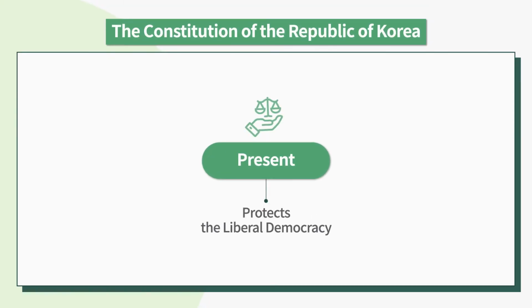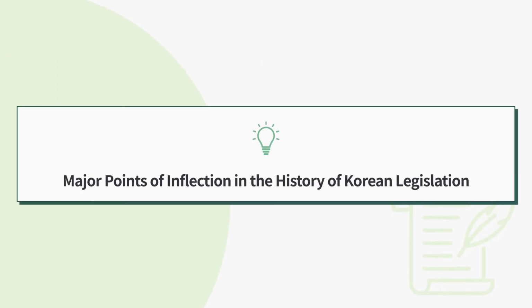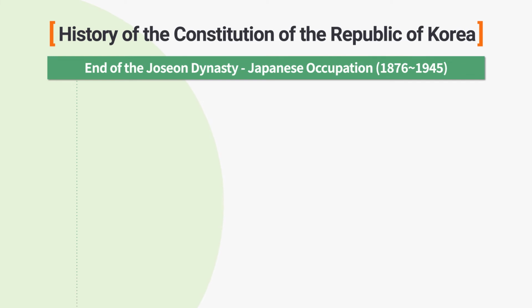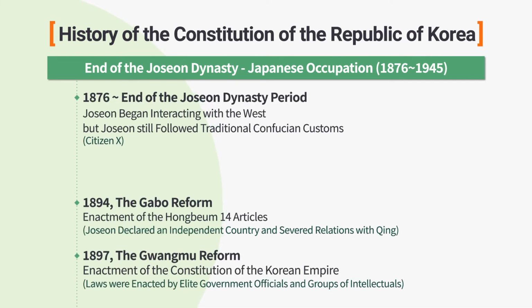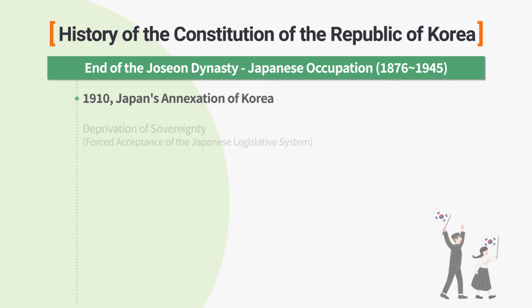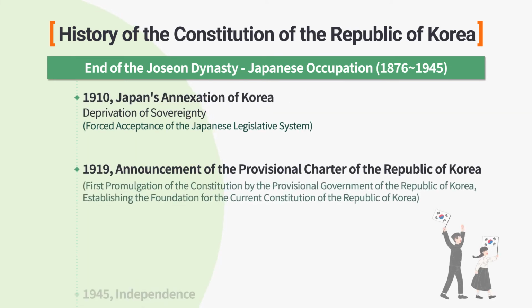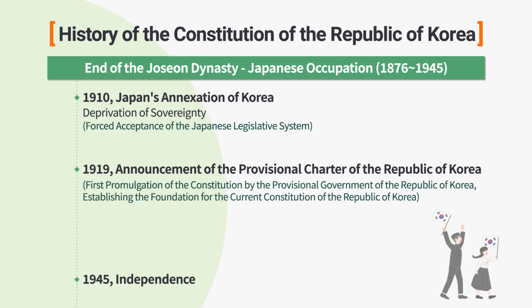Although the Constitution of the Republic of Korea protects the liberal democracy, there have been many changes within a short period of time before it has reached its current form. Today, we will take a look at major points of inflection in the history of Korean legislation. Korea had to go through a period of Japanese colonization immediately following the Joseon Dynasty monarchical period. This was a period of inactivity in the development of the Korean Constitution.